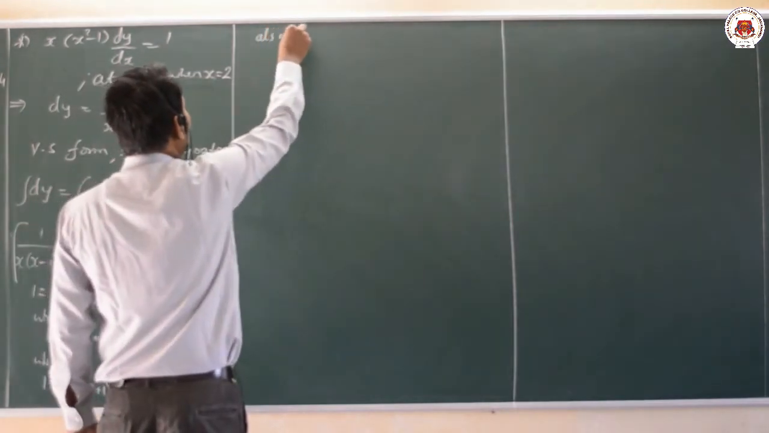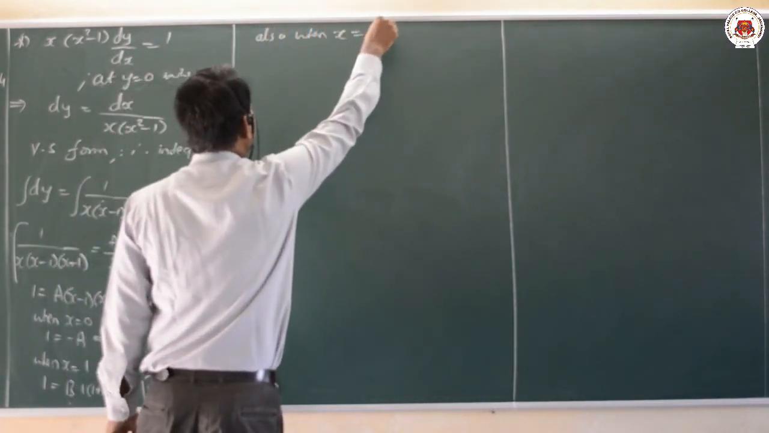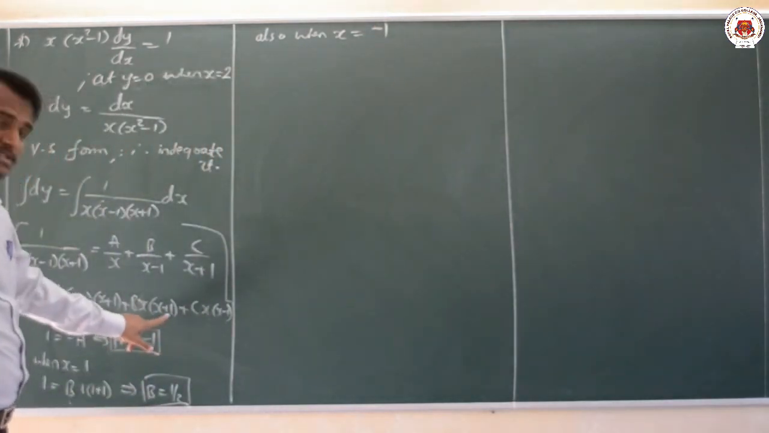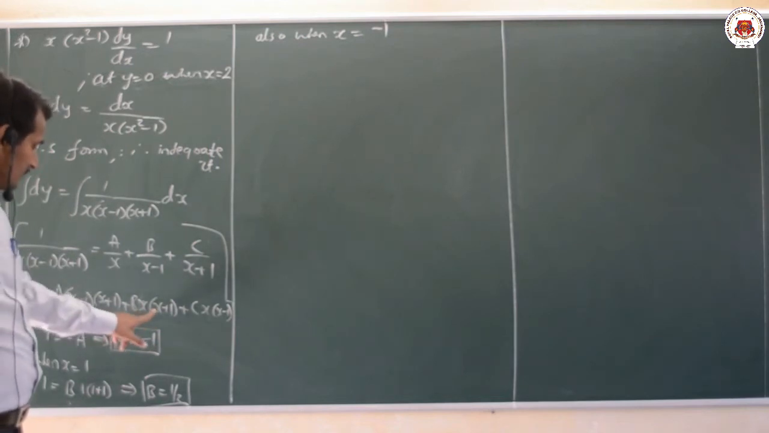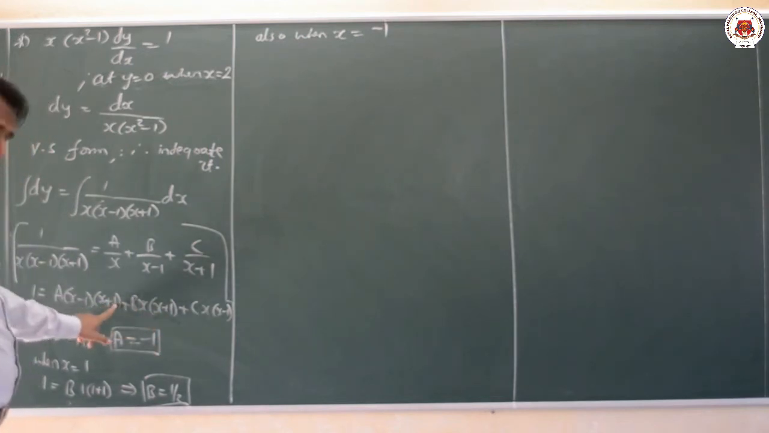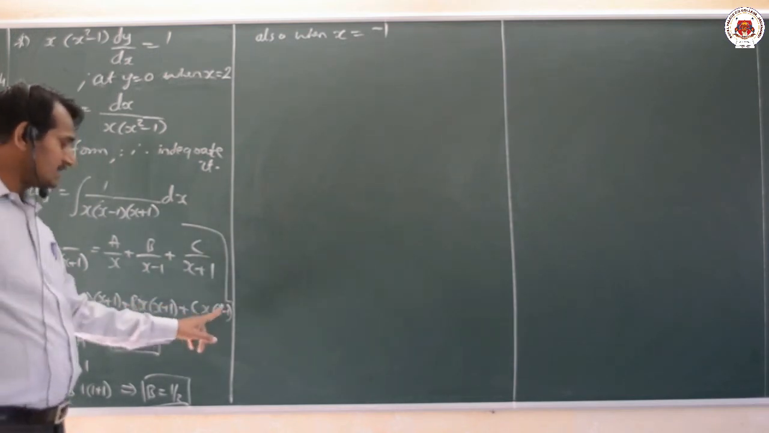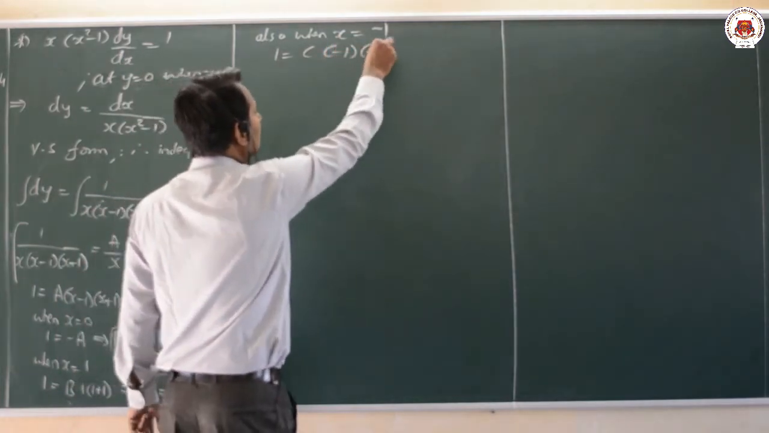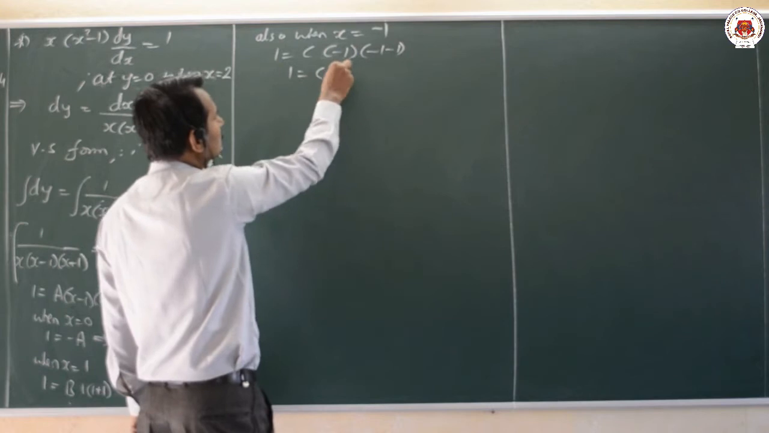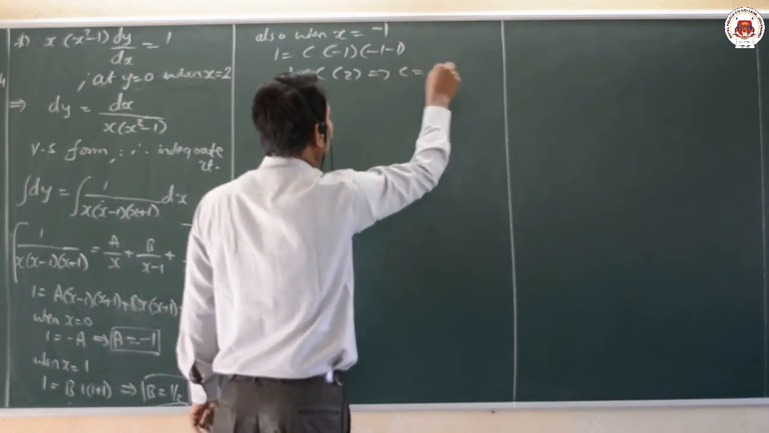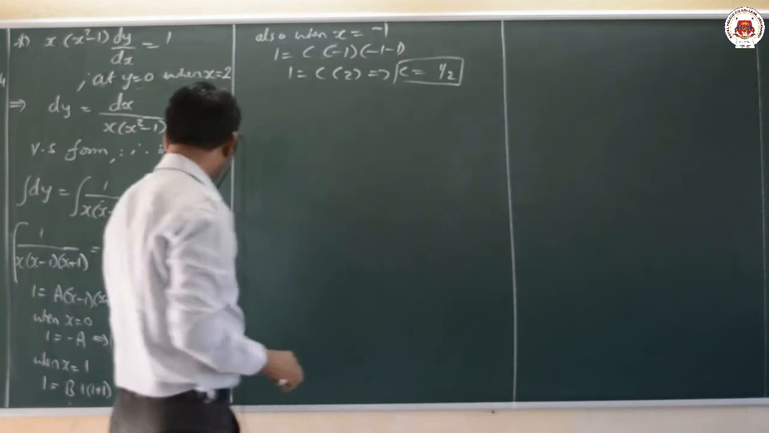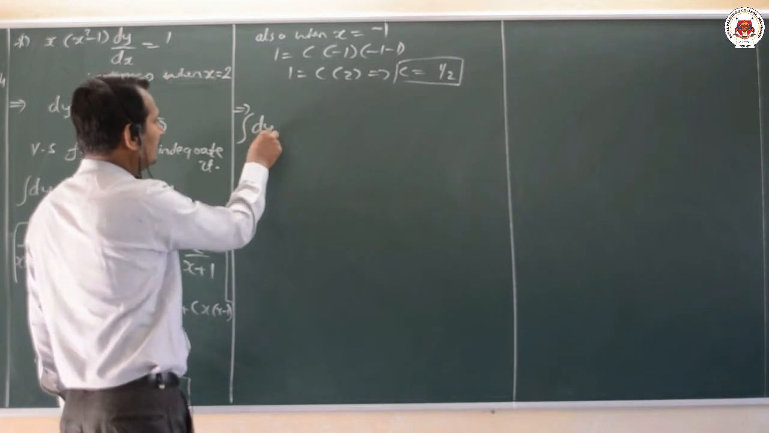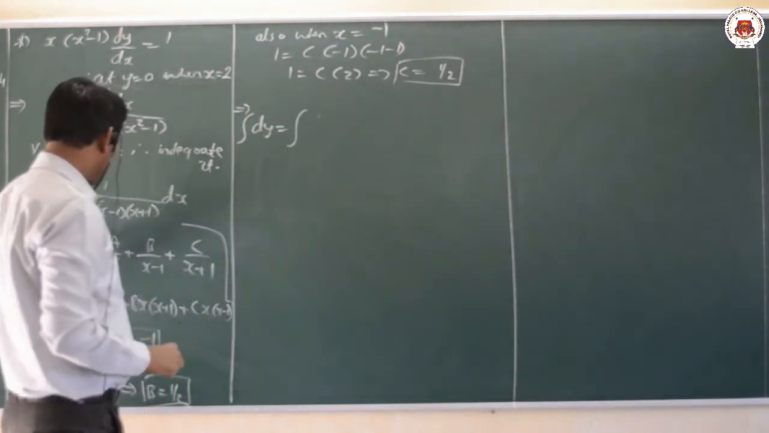Also, when x equal to minus 1, if I substitute, (−1 + 1) becomes 0 in the other terms, and here 1 equal to c into (−1)(−1 − 1), that is 1 equal to c into 2, that implies c is equal to 1/2. Now put a, b, c in the above equation. So we get integration of dy equal to integration of a. Dear students, a means what?